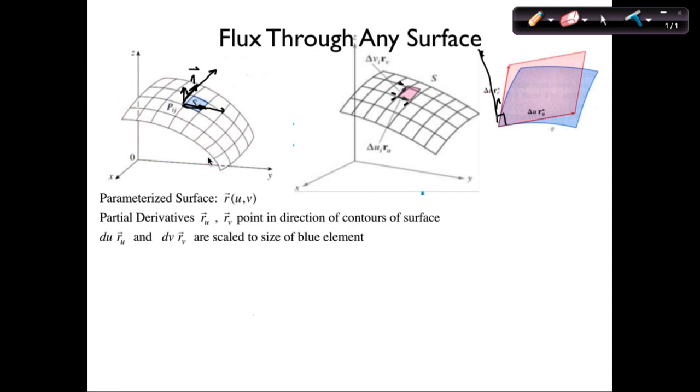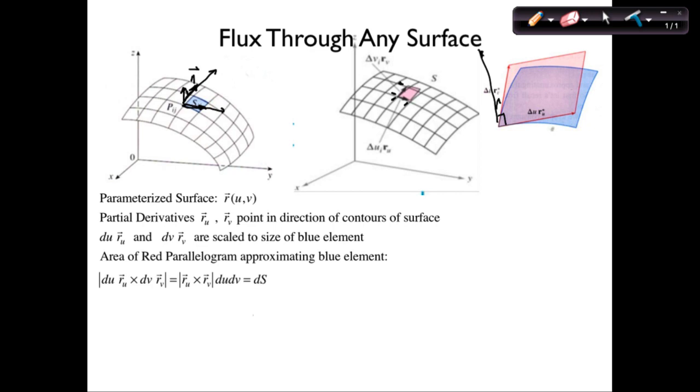So what are we going to do? We're going to take the cross product of these scaled partial derivatives, and that will give us that pinkish, reddish area in the direction orthogonal to the surface. So the area of the red parallelogram, which is approximating the blue element, is du ru cross dv rv. And you can pull the du and dv out of the cross product. Those are just scalars. So we get ru cross rv, then times du dv.